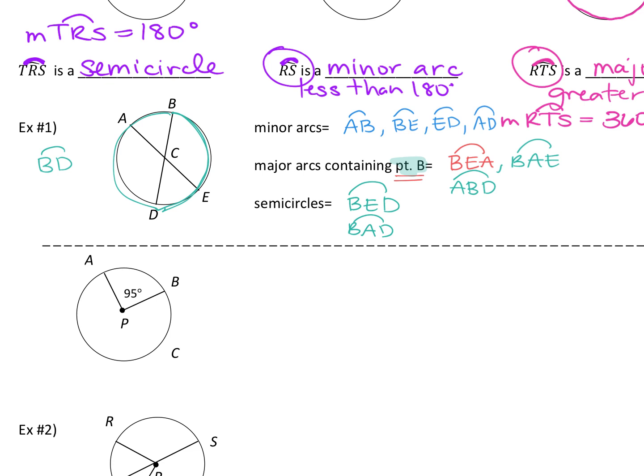Okay, do you see another semicircle? ABE would be one. And then what's the other side of it? ADE. Okay, and again, you could call it EDA, and it's the exact same arc as ADE. So don't worry about what order you're naming them in, other than you need your first and last to be where you start and where you end. Okay, so that's naming them.